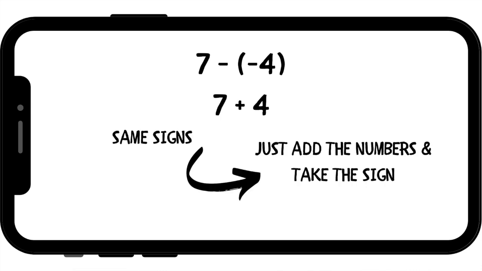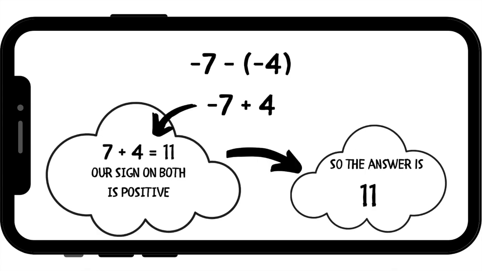So if I have 7 minus negative 4. So same example as before, it's just the 7 is now positive. So we have a positive minus a negative. Well, the minus negative changes to plus 4. So we have 7 plus 4. 7 plus 4 is, of course, 11. Remember, same sign. We add the two numbers and take the sign that they are. They're both positive, so we add 7, 4, and then make it a positive 11.